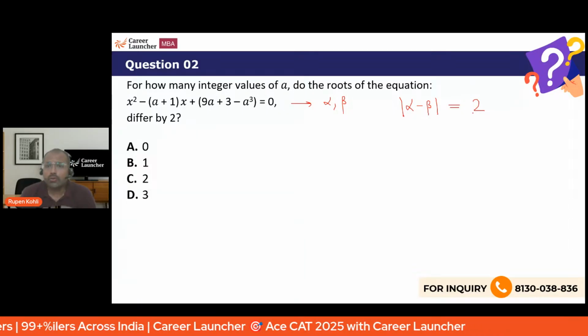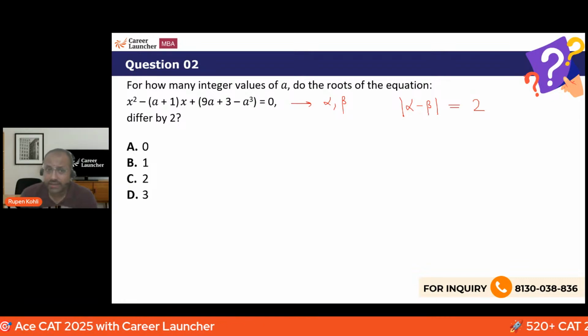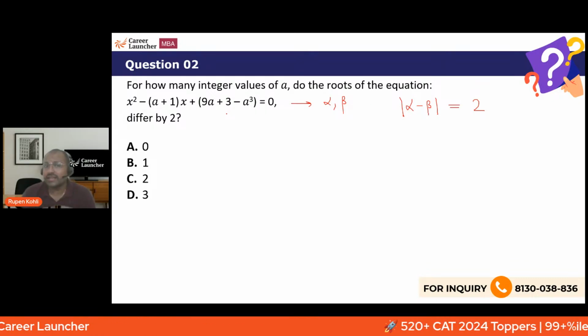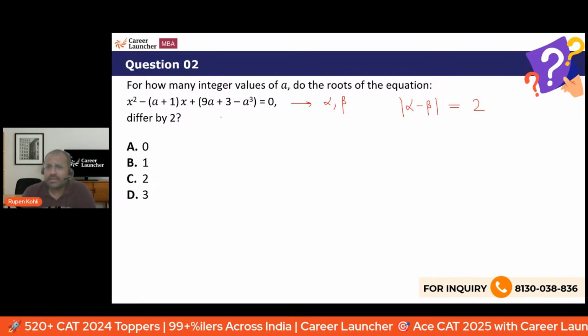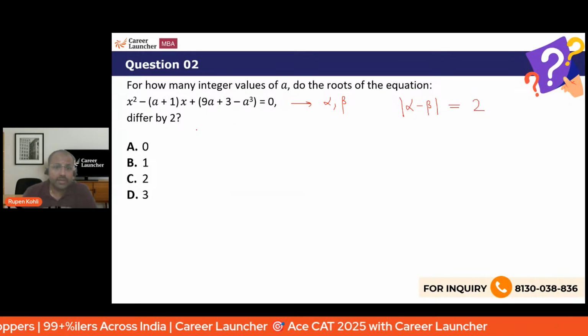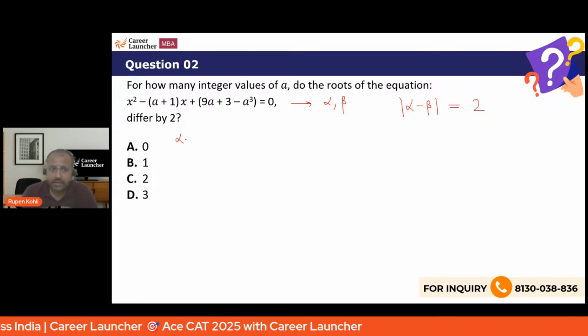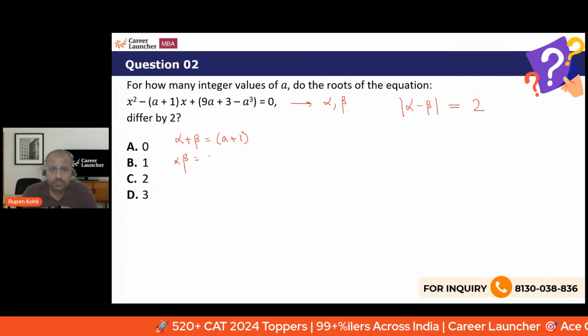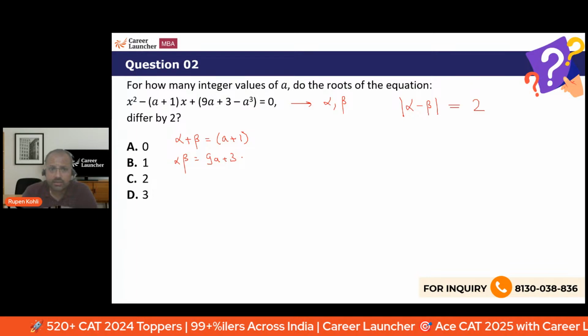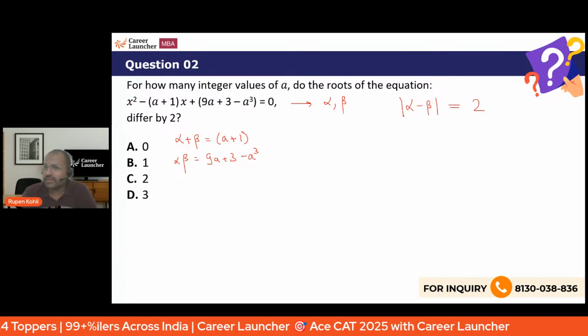Now, how do we deal with the alpha minus beta value? Because what we can directly infer from any quadratic is the sum and the product of roots, but we cannot directly infer the difference. But through some manipulation, hopefully we should be able to reach there, isn't it? So we have that alpha plus beta is a plus 1, that is minus b by a, and the product of the roots alpha beta is c by a. So this is 9a plus 3 minus a cube, because the coefficient of x square is 1, right?